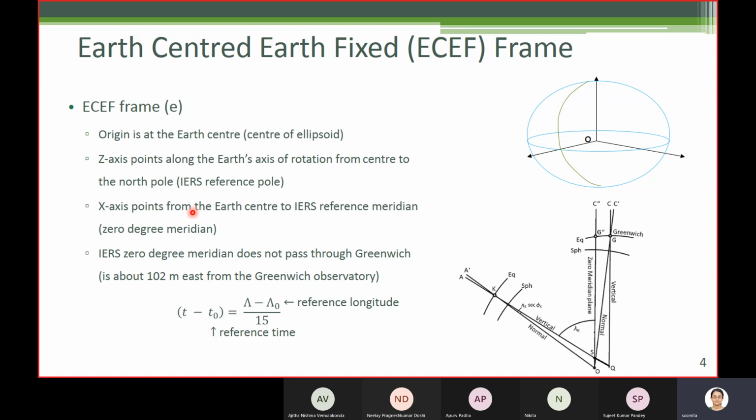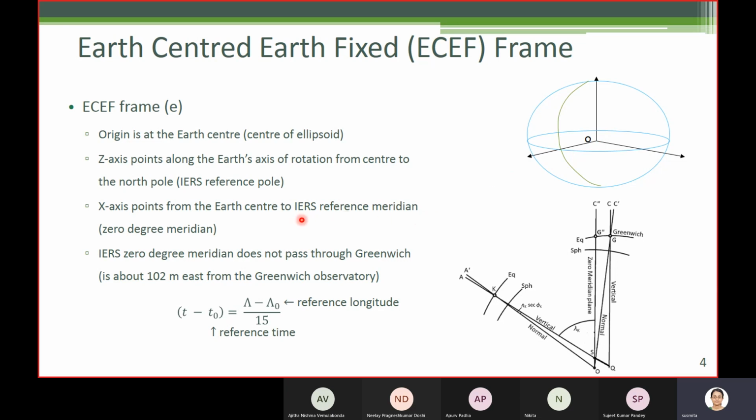And then the x-axis points from the Earth center to the IERS reference meridian, or 0-degree meridian. So if this is the center of the ellipsoid, then the z-axis is along the IRP, the IERS reference pole, and the x-axis points from the center of the ellipsoid to the 0-degree meridian, or IERS reference meridian. And then the y-axis will make 90-degree angles with the x-axis, and is defined such that we have a right-handed orthogonal coordinate frame.